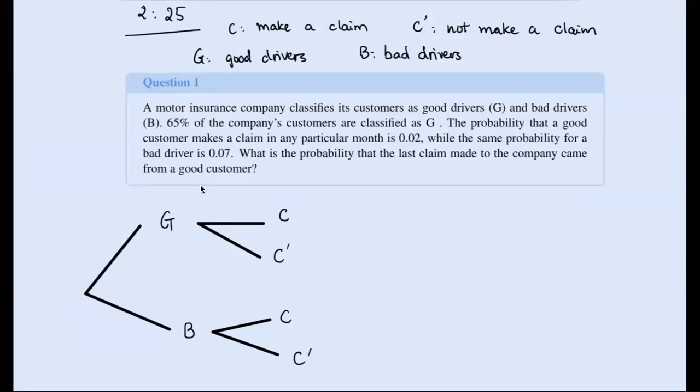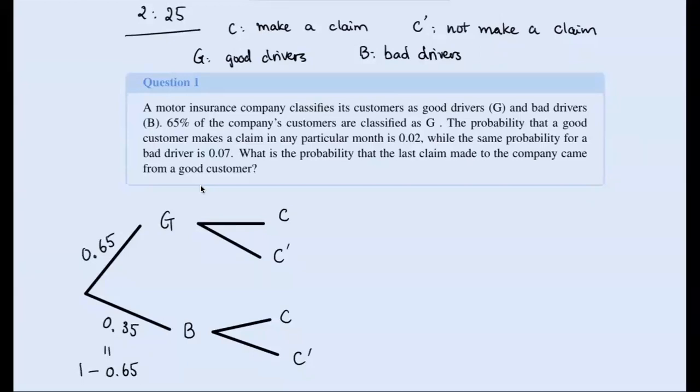Okay, so for this question, we know that the insurance classifies a customer into two categories, and 65% are good customers. So the chance that someone is a good customer is 0.65, which means the chance that they are a bad customer is 0.35. I just take 1 minus 0.65.